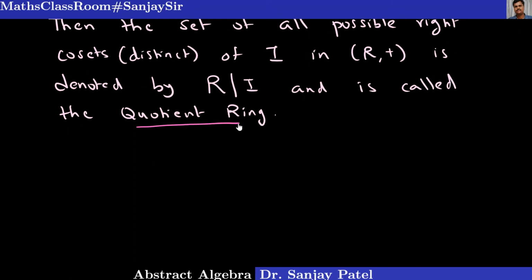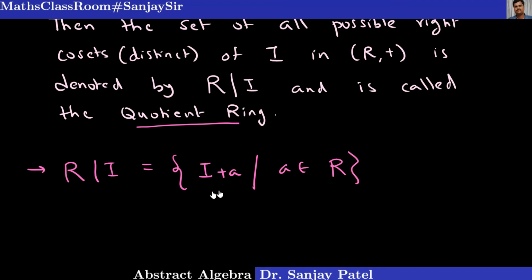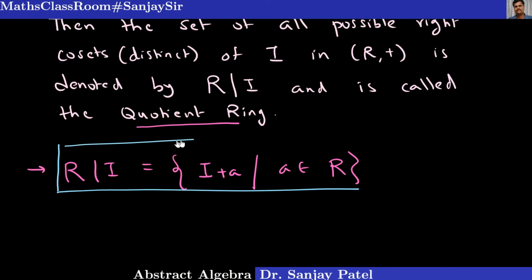So we write the meaning of R mod I in the set form. R mod I is nothing but the set of all elements of the form I plus A, where A belongs to R. So here I plus A is a right coset of the ideal I by the element A belongs to R. This is something very important and will be useful in defining a special type of ideal at the end of this course. So I plus A is a right coset of I in R.